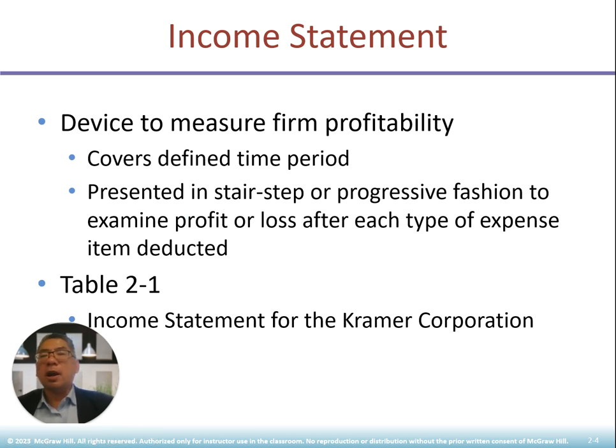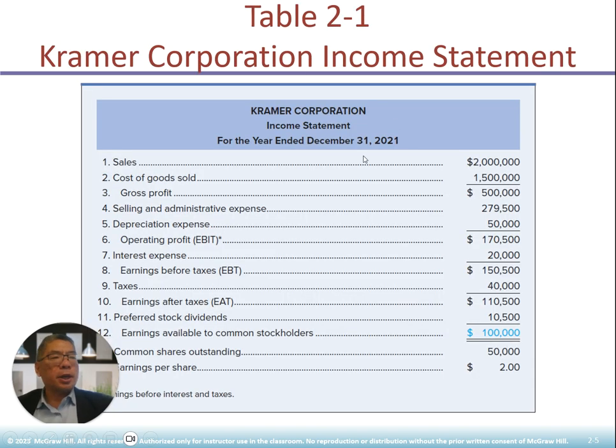It covers a defined time period, presented in a stair-step and progressive fashion, examining profit and loss after each type of expense item deducted. We're going to take a look at the example of Table 2.1, the income statement of Kramer Corporation. Okay, look here at the Kramer Corporation on the chart.